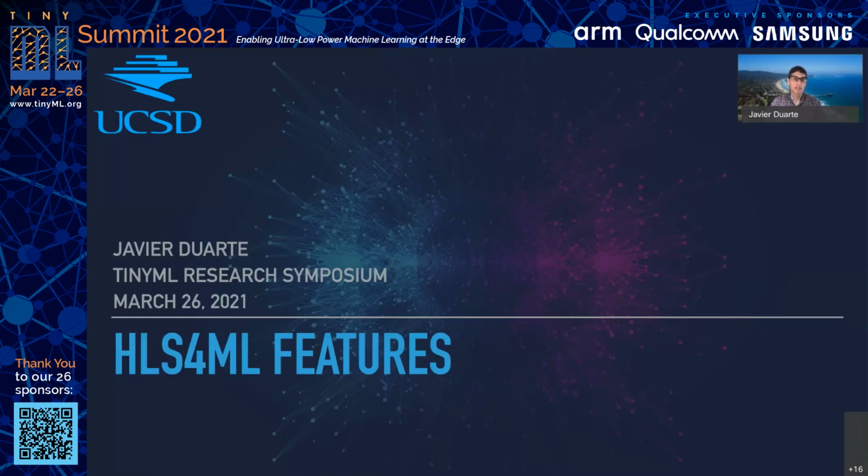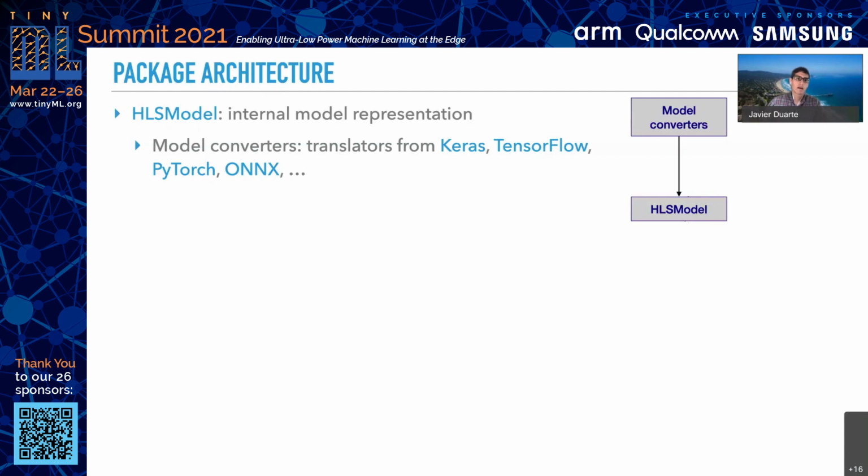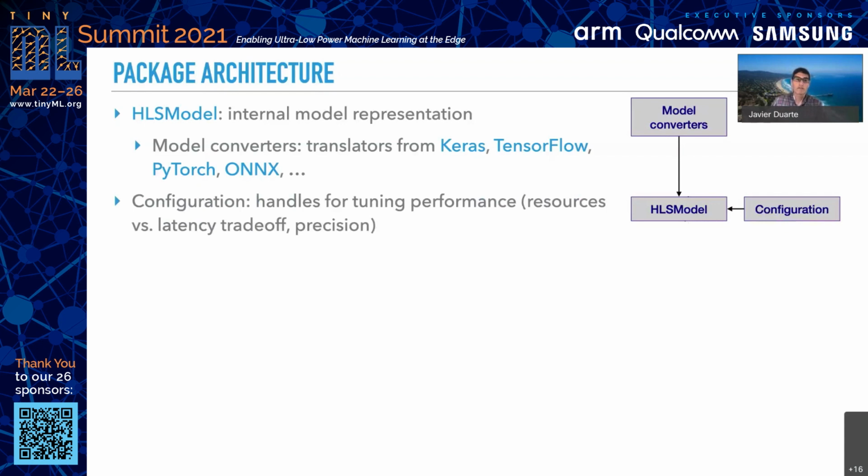So let me go into a little bit of the features of this package, hls4ml, to give an idea of how it works. The package itself hinges on our internal representation of the model, which we call this HLS model, and model converters translate from these different libraries into this HLS model representation. From there, we have these configuration handles that help you tune the performance. So, basically the basic resource versus latency trade-off, as well as other settings like the precision.